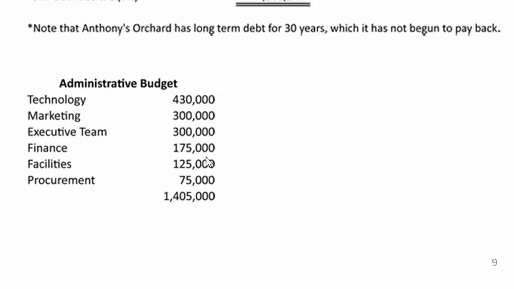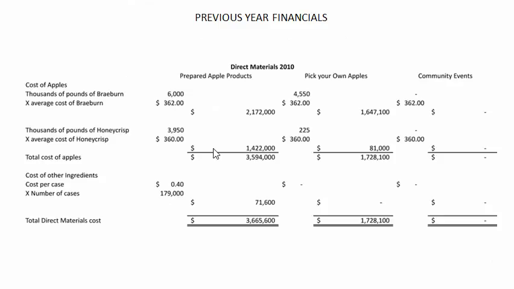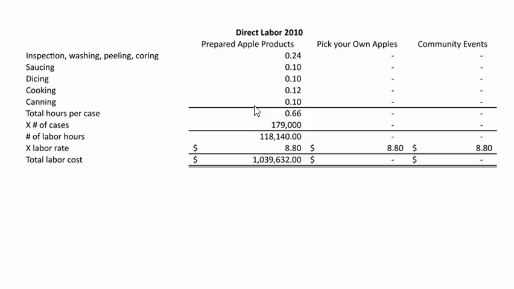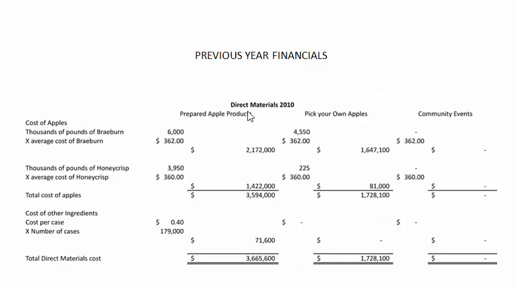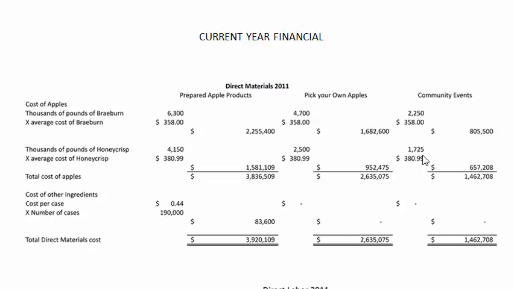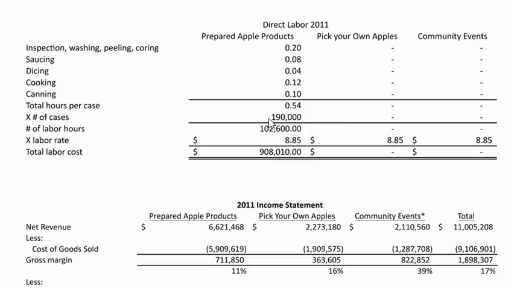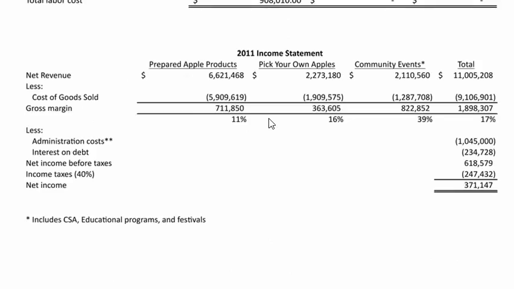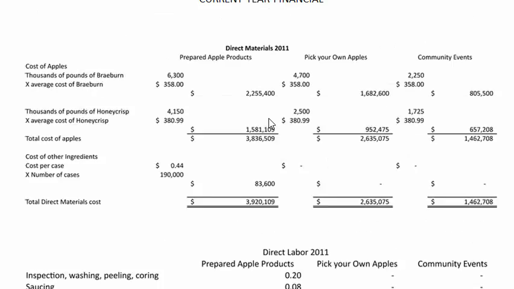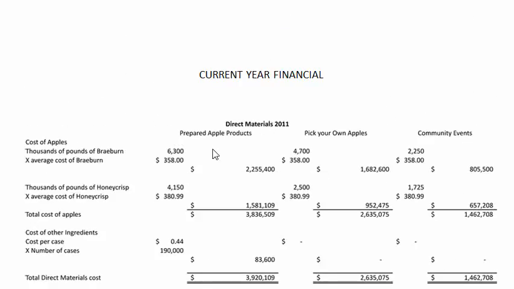It also includes the administrative budget. The financial information also includes previous year financials, which include the direct materials in 2010, direct labor in 2010 for each of the products: prepared apple product, pick your own apple, and also community events. Current year financials include the direct materials, direct labor, and the income statement. And all these items are for three separate products of the company: prepared apple, pick your own apple, and community events.